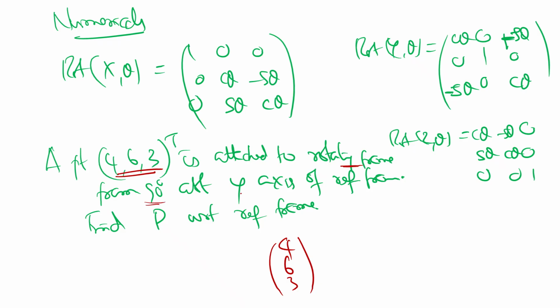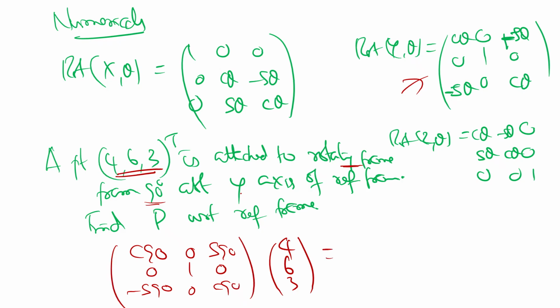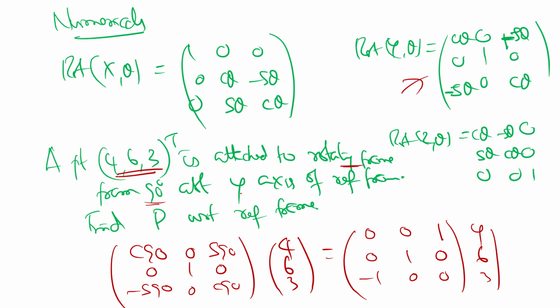So I have to take this formula. Okay, so what is the formula? Cos 90, 0, sin 90; 0, 1, 0; then minus sin 90, 0, cos 90. So what is cos 90? Cos 90 is 0, sin 90 is 1, then 0, 1, 0, then minus 1 (minus sin 90), 0, and cos 90 is 0. That has to be multiplied by the point 4, 6, 3.